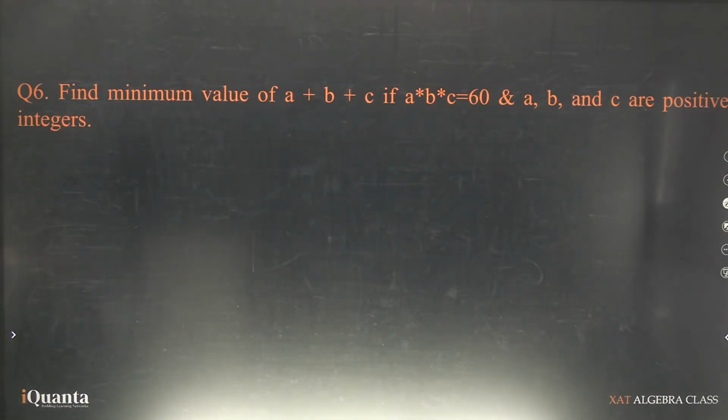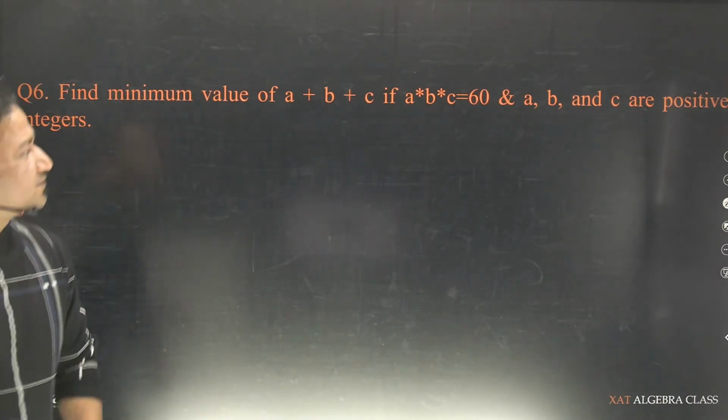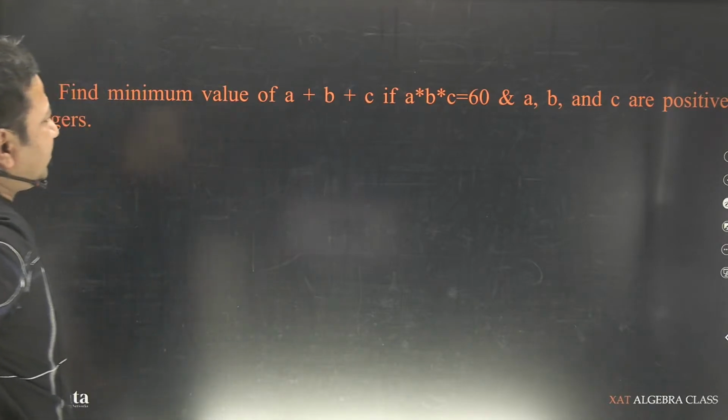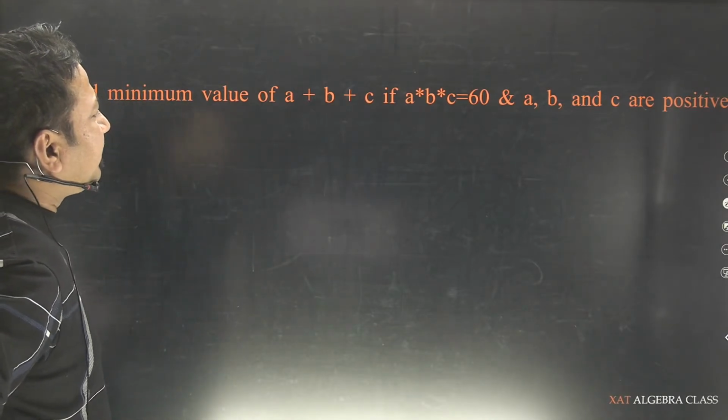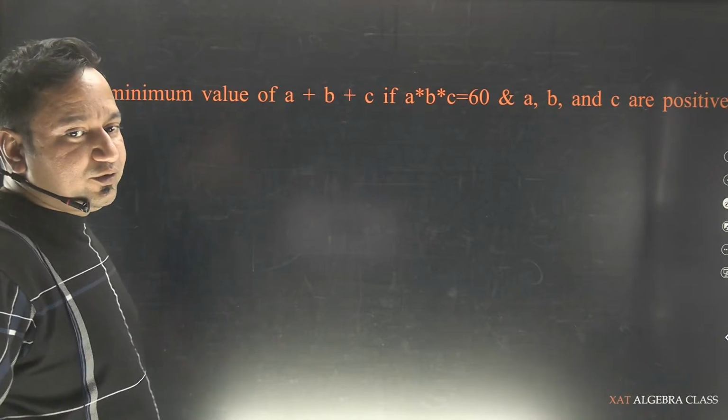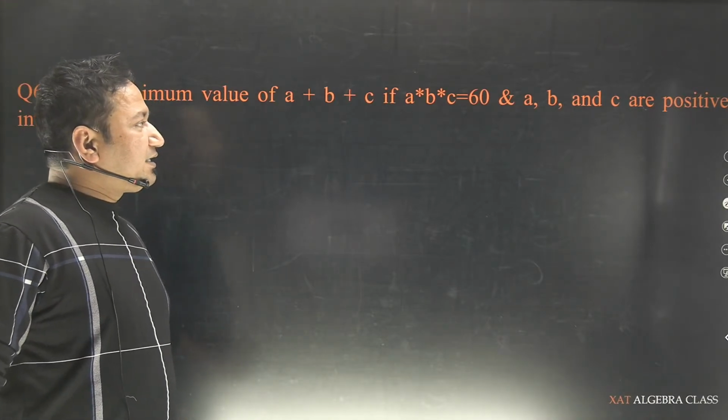So this one, let's try and solve this. This is an easy question, I would say. Minimum value of a plus b plus c if a into b into c is 60. Again, what you do, the same thing that we did earlier, as close as possible.